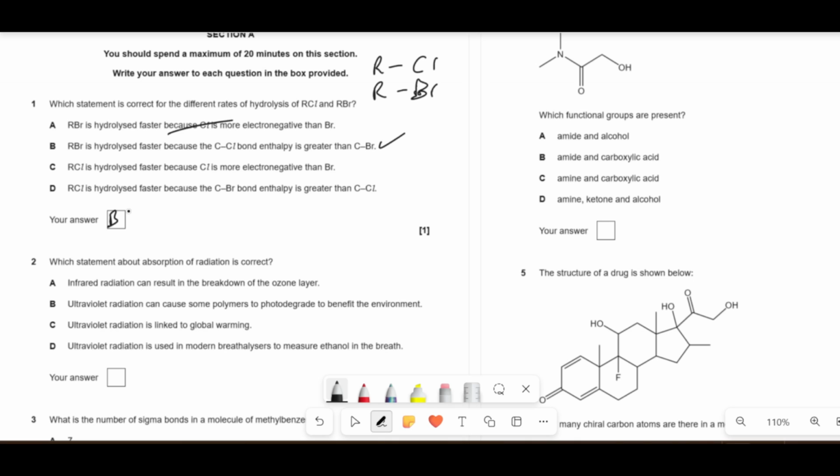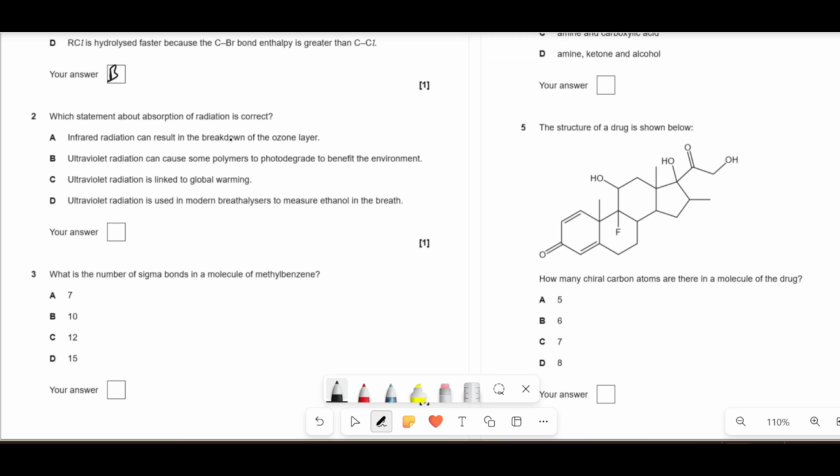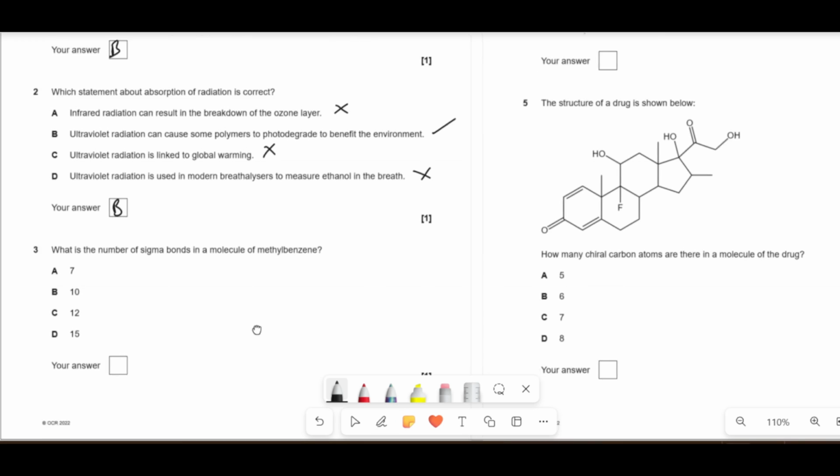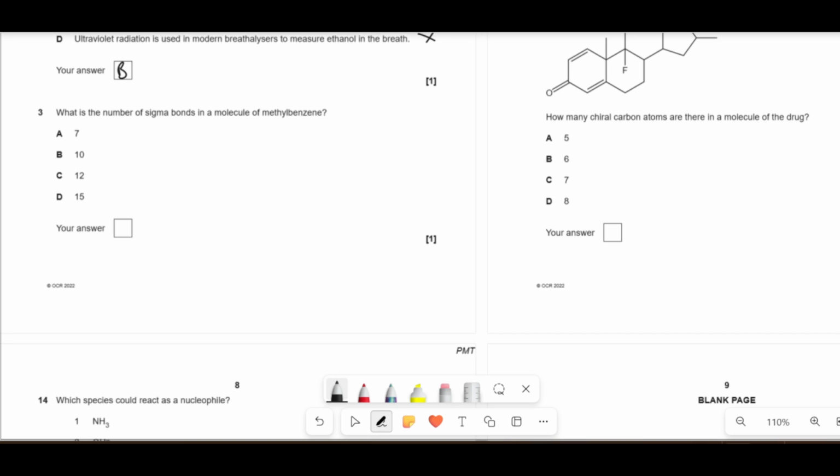There you go. Next, which statement about the absorption of radiation is correct? So infrared radiation can result in the breakdown of the ozone layer. It's not infrared, it's ultraviolet. Next, it says ultraviolet radiation can cause some polymers to photodegrade to benefit the environment. That is true. Ultraviolet radiation is linked to global warming. That is not correct. It's infrared radiation, that's heat. And then ultraviolet radiation is used in modern breathalyzers to measure the ethanol in the breath. No, it's not. It's infrared, so that one's out. So it's B.